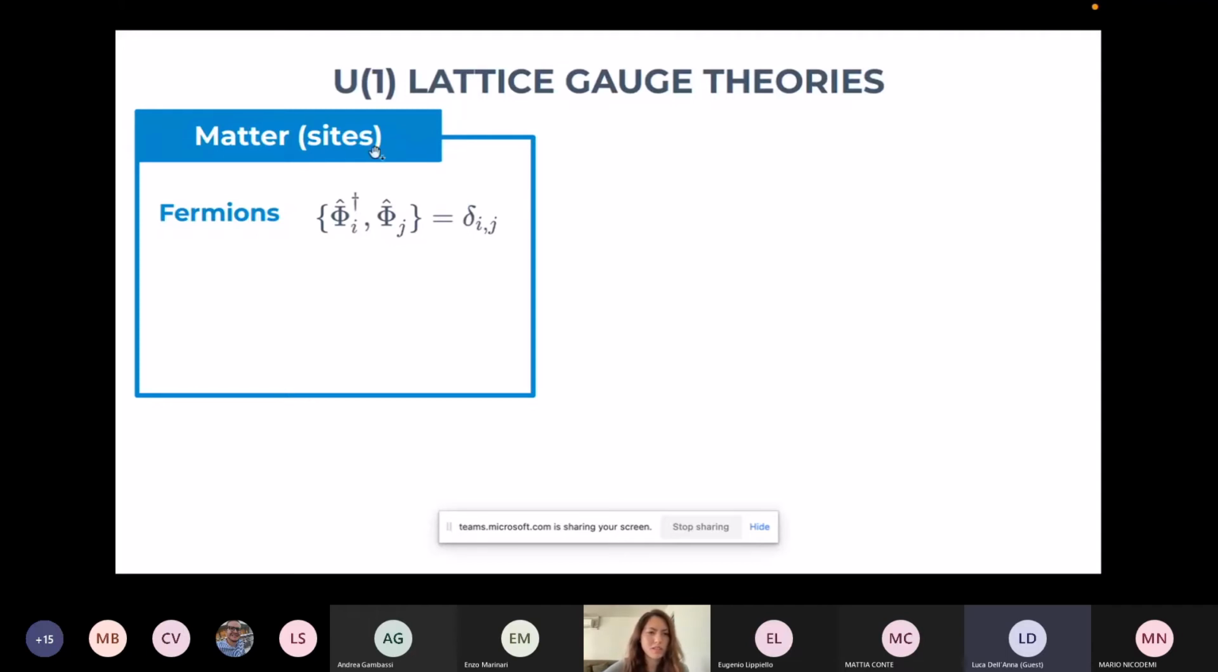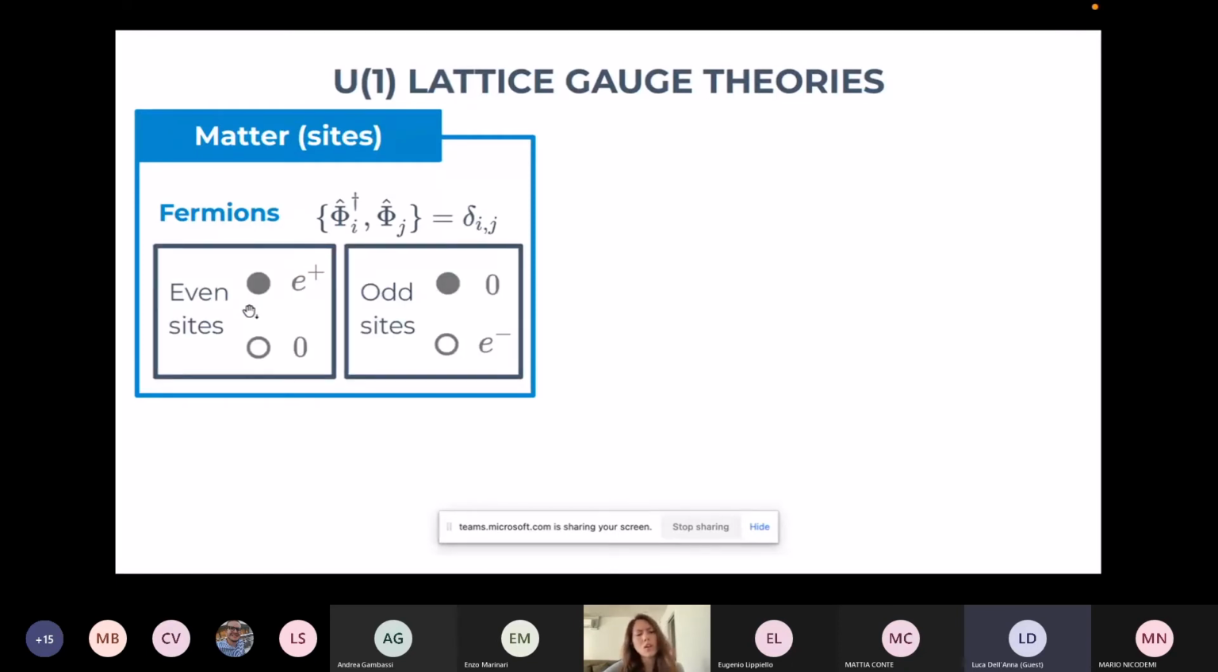Well, we need, first of all, matter. So in our case, this would be spinless fermions, with i and j being lattice indices, and these fermions satisfy the usual anti-commutation relations. And we want them to represent both our positrons and electrons. So what we do is use the so-called staggered fermions formulation, where on even sites we say that a fermion represents a positron, while on odd sites a hole represents an electron. And this is shown to give the correct continuum limit.